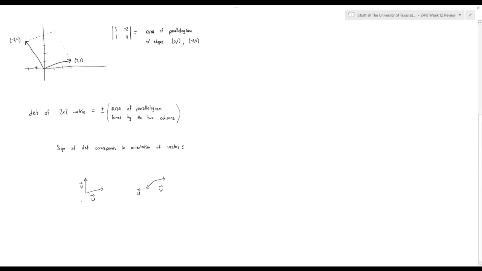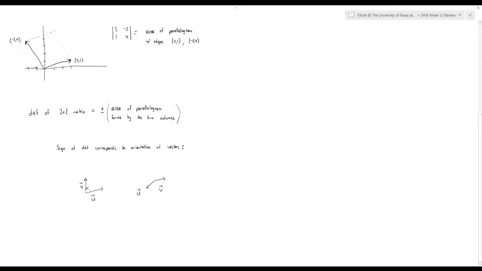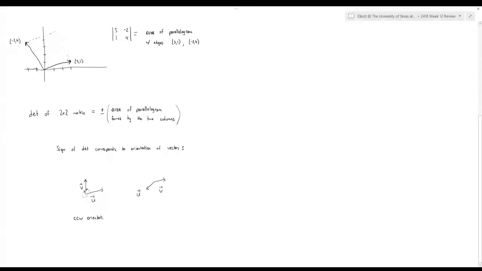In this first picture, looking at these two vectors u and v, notice that to get from u to v, there are two ways we can imagine doing that. We can imagine traversing in a counterclockwise direction, or we can imagine traversing in a clockwise direction instead. In this picture, the shorter distance is if we go in the counterclockwise direction. So these two vectors we'll say have a counterclockwise orientation.